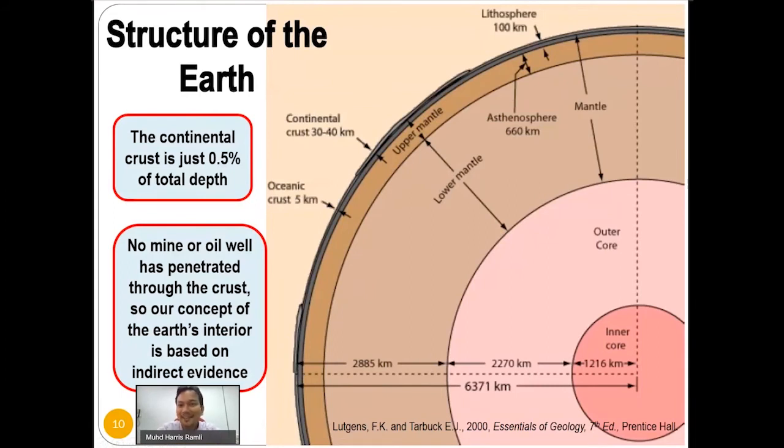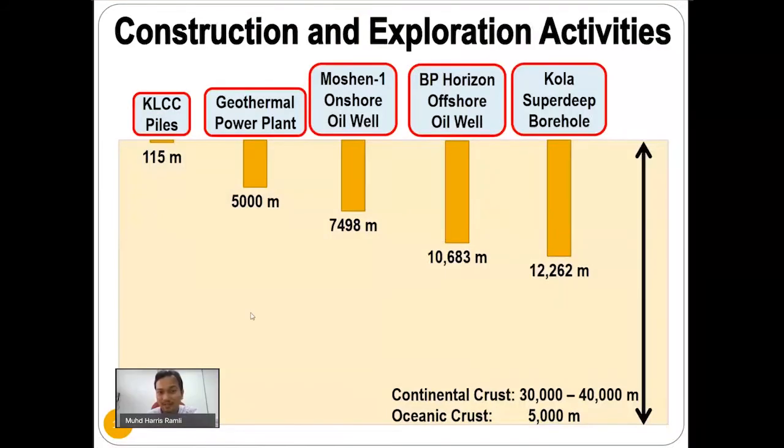And basically, even this number, 6,371 kilometers, is just an estimation. Nobody can actually say that this is an exact correct value, because this is basically just an estimation. So if you dig just about 5 kilometers, that is already hot enough for you to generate a geothermal power plant.